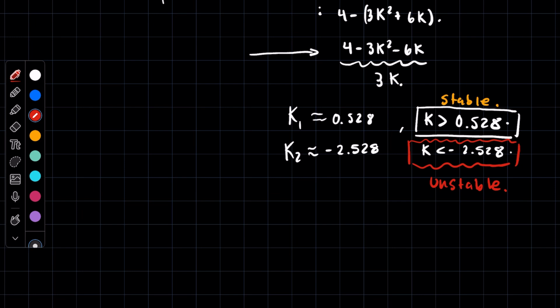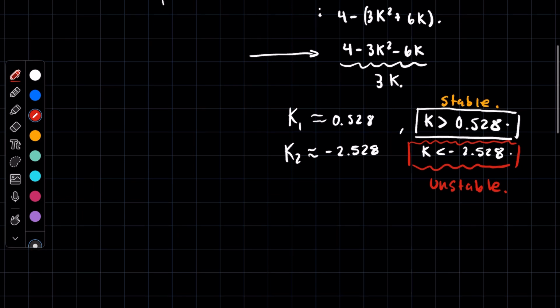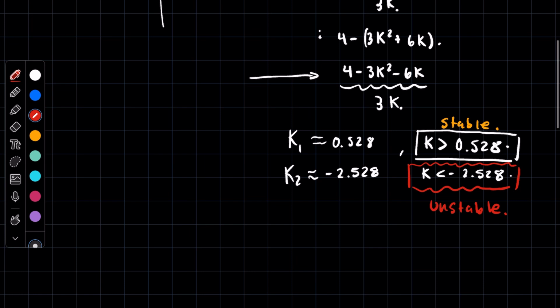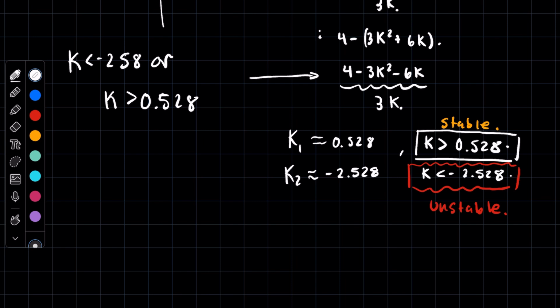So the final answer for the stability range would actually be k greater than 0.528, and our range would actually be this here. Okay, and that is our problem.